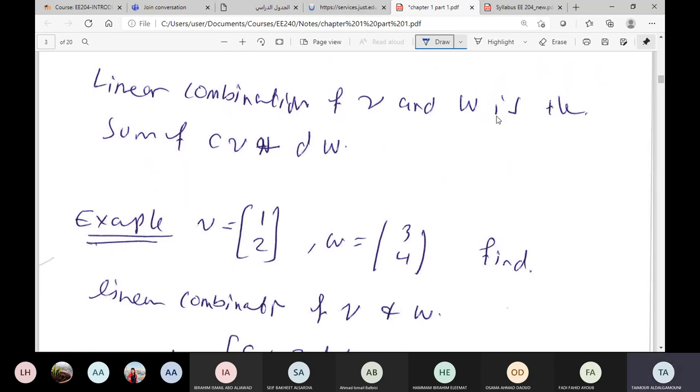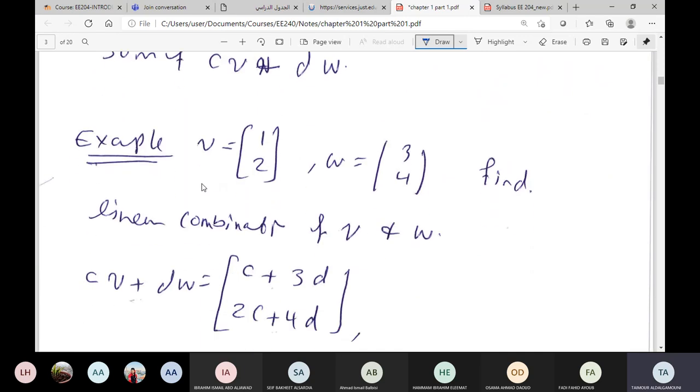A linear combination of V and W is the sum of CV and DW. So if V is equal to (1, 2) and W is equal to (3, 4), find linear combinations of V and W, which means that we have to multiply V by a constant, multiply W by another constant, then we add them. So here we multiplied V by C, and we multiplied W by D, then we added them.